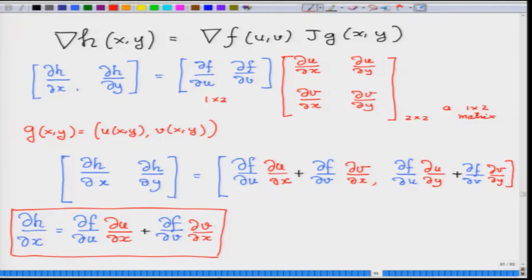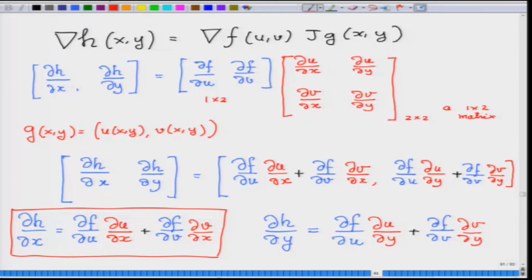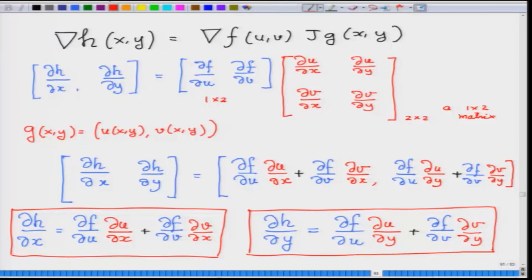Similarly, I can now write down del H del y is equal to del F del u into del u del y plus del F del v into del v del y. So, here we clearly were able to compute the partial derivatives of H, which is giving us the gradient or the derivative in this case.